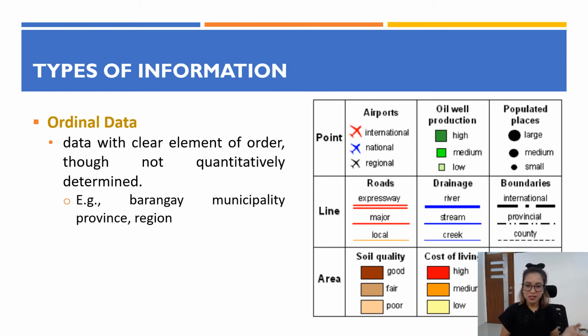And then area, the soil quality: good, fair, poor. I don't know how you quantify this one as good, fair, poor. Let's ask the geologist in the house. For area also, we have the cost of living: high, medium, low. So yeah, and so on and so forth. So that is how ordinal data is being presented in a map.